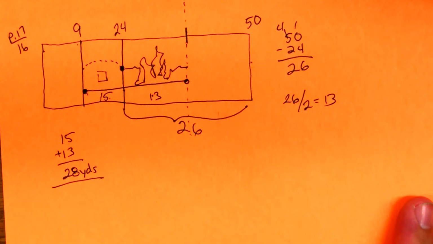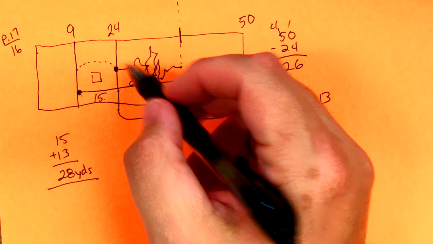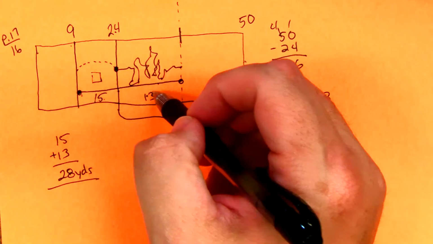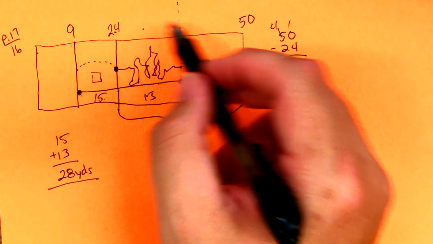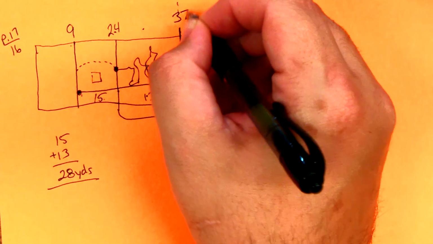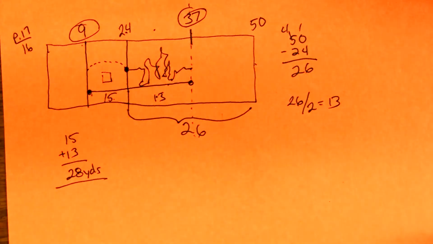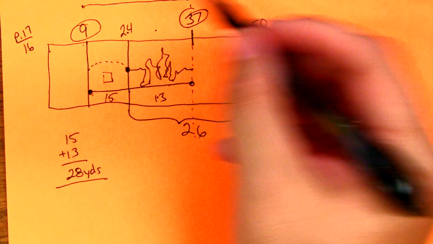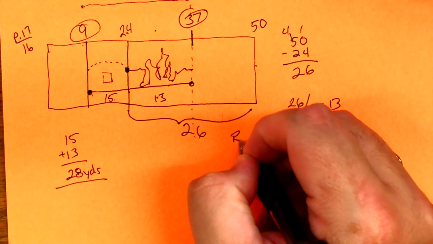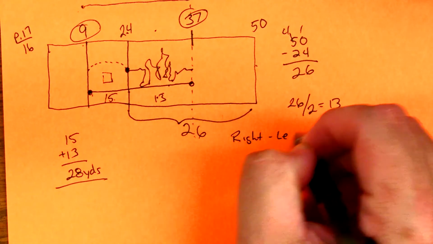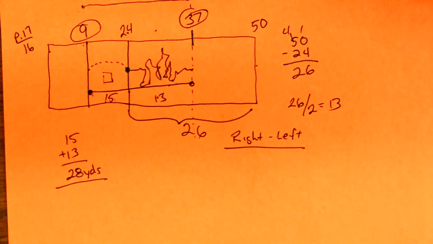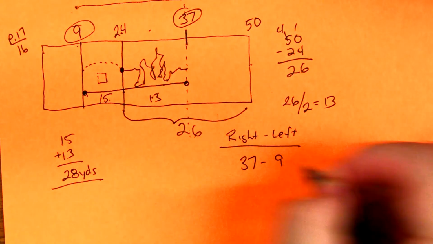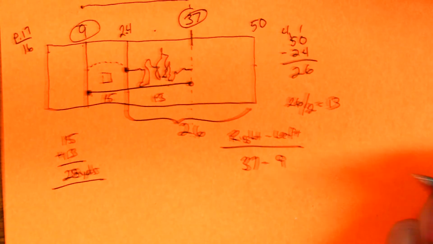Okay. Now, if I'm over here and I'm at 24, and I know that it goes 13 yards, so 24 to 34 to 37. So we made it to the 37-yard line. Those are my two numbers, because this is the segment that we're looking at. If we want to go right minus left as far as the segment goes, in order to find the distance, the right number is 37 minus 9, 28 yards.